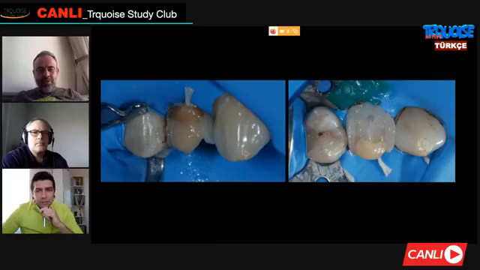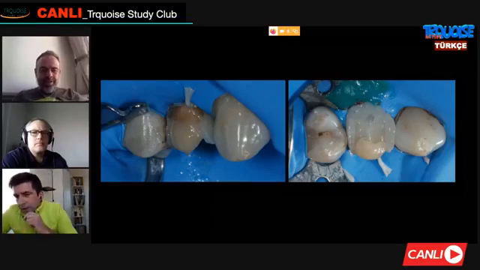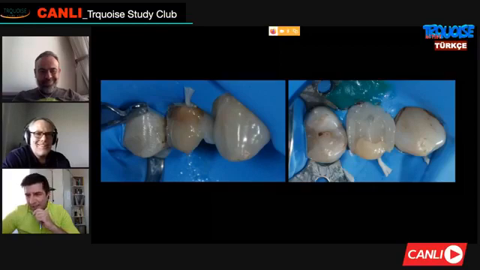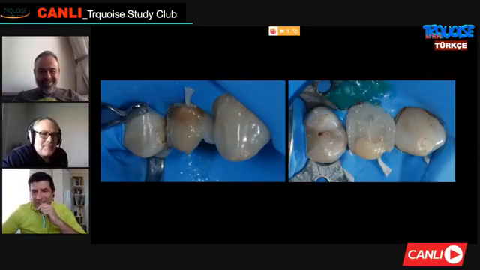What about the disclosing agents that Arthur is using? Oh yeah, this is a tip which I just learned these days from Arthur. I never used it, but I will start to apply it from now on. I think it's going to be very helpful, and I liked it a lot.